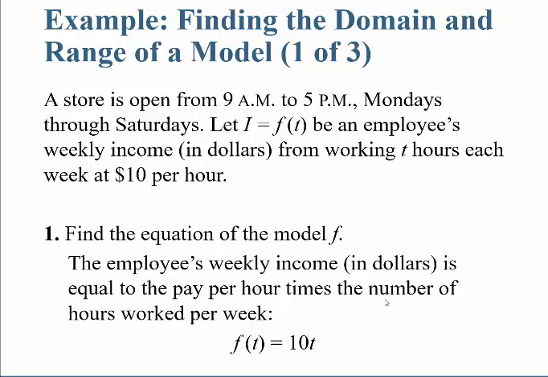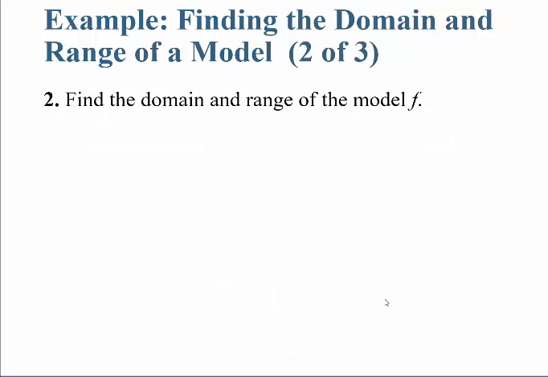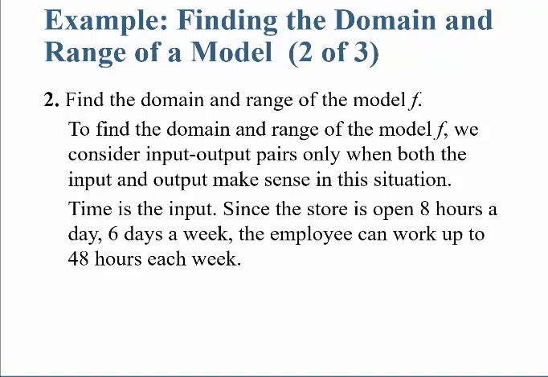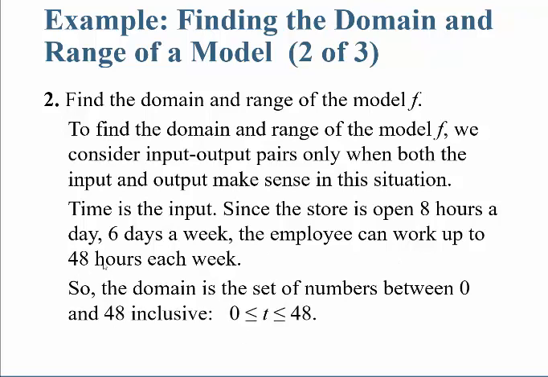That's pretty simple enough. Let's find the domain and range. To find the domain and range of the model f, we consider input-output pairs only when both the input and output make sense in this situation. So time is the input. Since the store opens 8 hours for 6 days a week, the most the employee can work is 48 hours. So the domain here is the set of all numbers between 0 and 48. They can't work less than 0 hours per week, and they can't work more than 48 hours a week. But they could work 0 and they could work 48. So that's the domain.